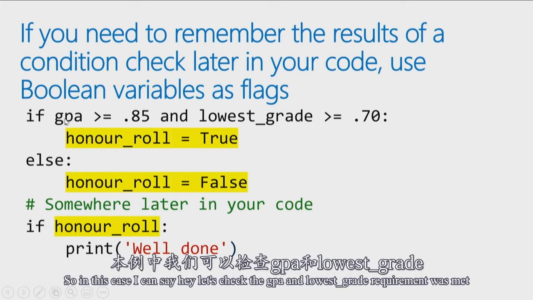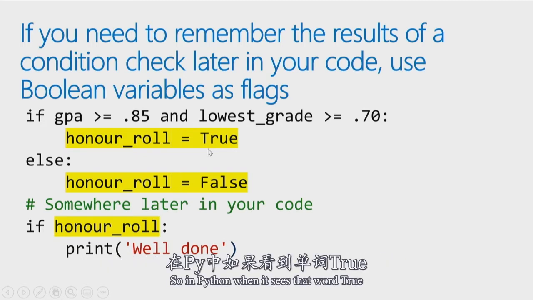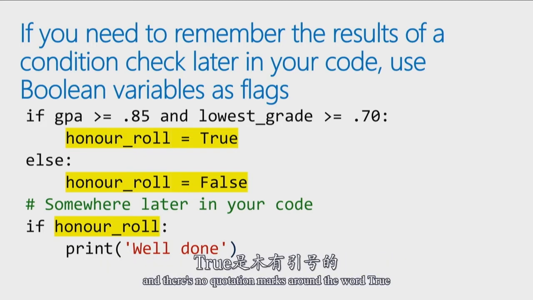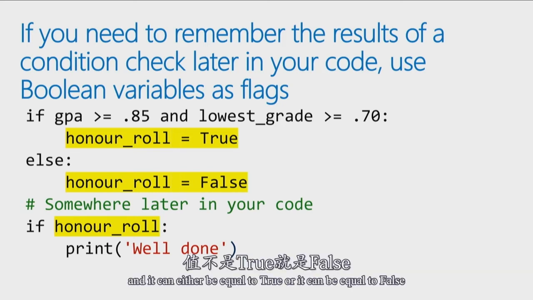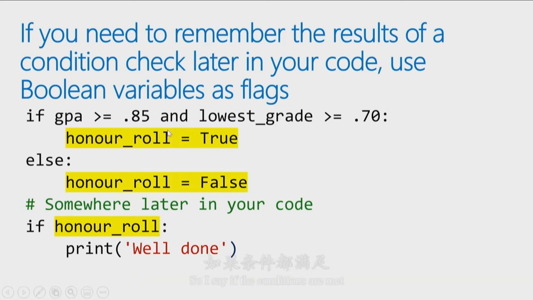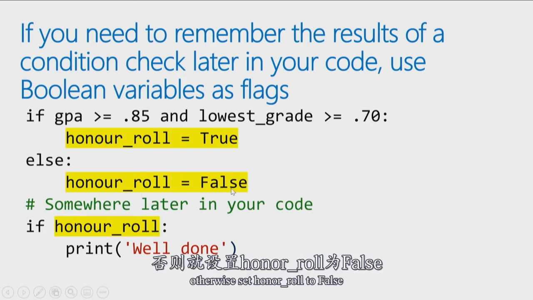So in this case, I can say, hey, let's check if that GPA and lowest grade requirement was met. And if it was, I create this variable called honor roll and I set it to true. So in Python, when it sees that word true, and there's no quotation marks around the word true, this is actually a keyword in Python. That makes this a Boolean variable, and it can either be equal to true or it can be equal to false. So I say if the conditions are met, set honor roll to true, otherwise set honor roll to false.